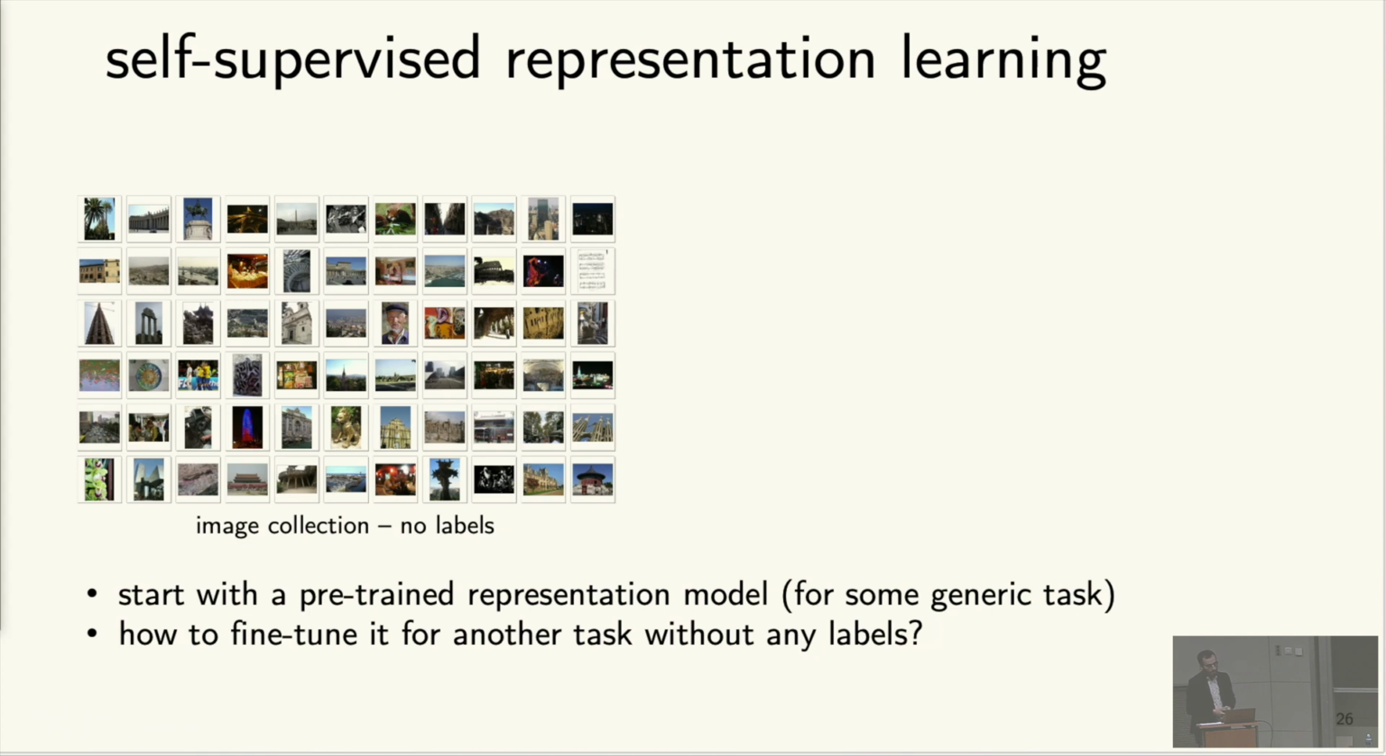And the task formulation here goes as follows. We're given a large image collection, no labels provided by humans. And we start with a pre-trained representation model. For instance, one that is trained for some generic task, typically training on images for classification. And then the task is to fine-tune it for a different task without using any labels.